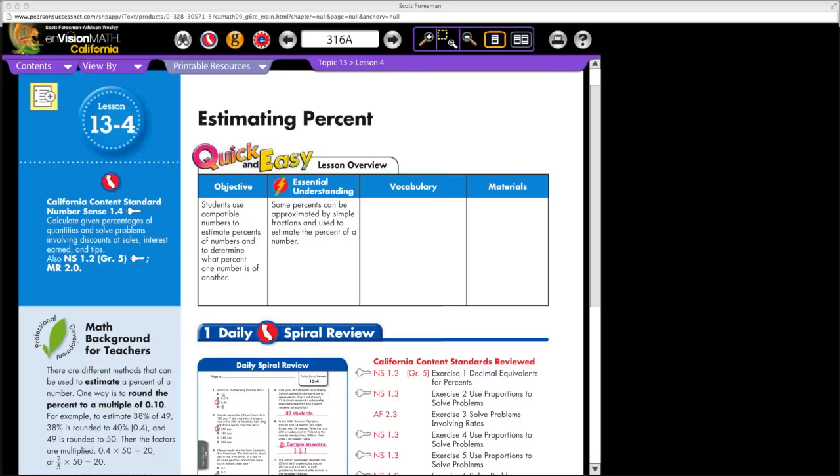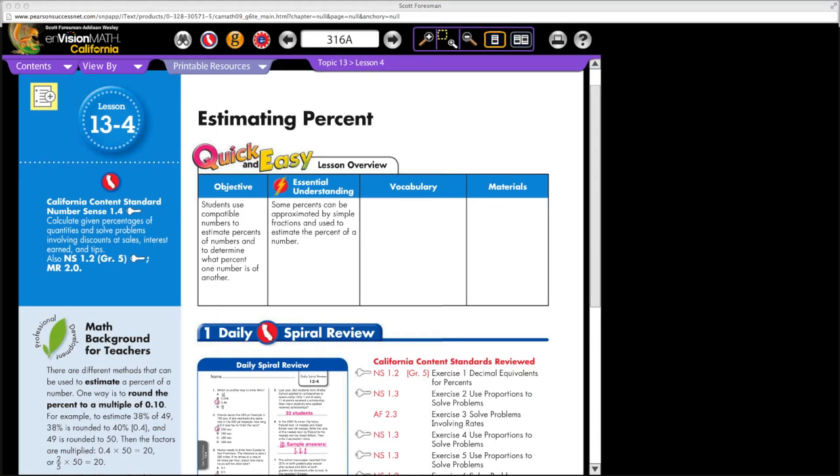Okay, I want to take a look at 13.4 real quick. Now, 13.4 is estimating percents. And I know that sometimes people tend to want to skip the estimation lessons in Envision. I think they're all really important. I think this one's extremely important in the sense that you're providing students with an understanding of something that we do in everyday life as adults when we're estimating percents, whether we're at the grocery store or at dinner calculating a tip. There's all sorts of times that we as adults do estimation.